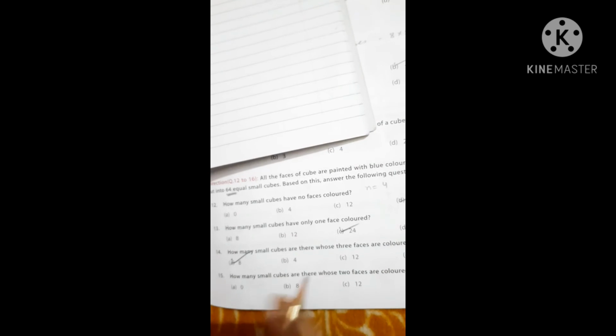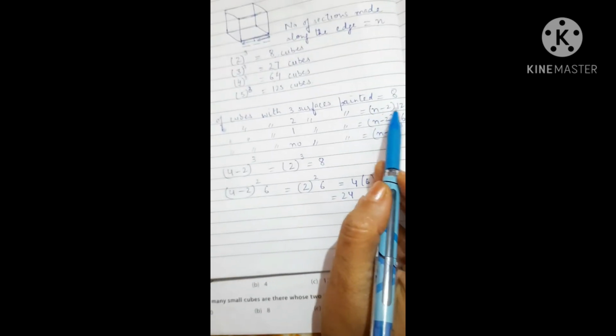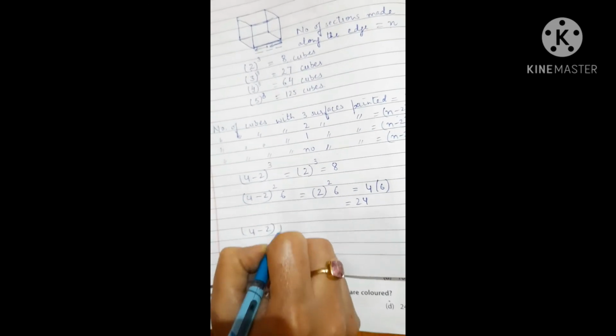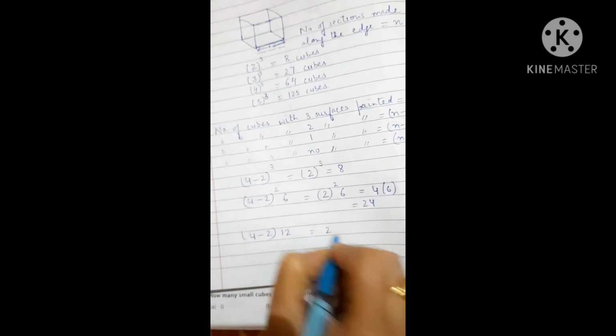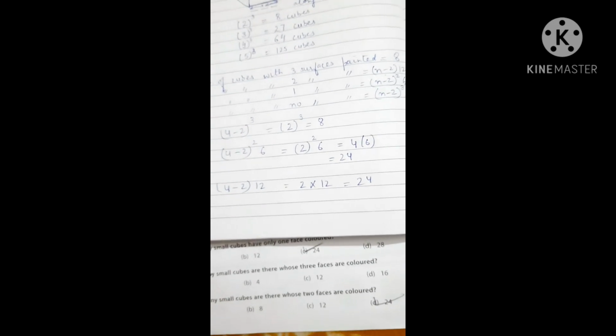How many small cubes are there whose 2 faces are colored? For 2 faces, we know the formula is (n minus 2) into 12. You can see that (n minus 2) into 12. So put the value, (4 minus 2) into 12, which is 2 into 12, 24. So again, for this question, answer is 24. I hope this concept has become easy now. If you learn the formula, then your questions are very easy.